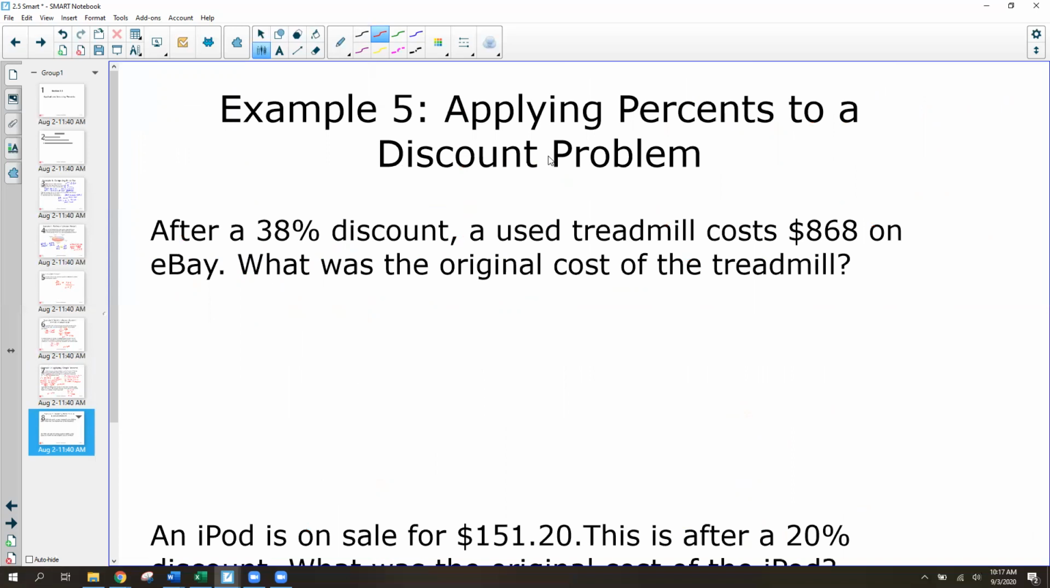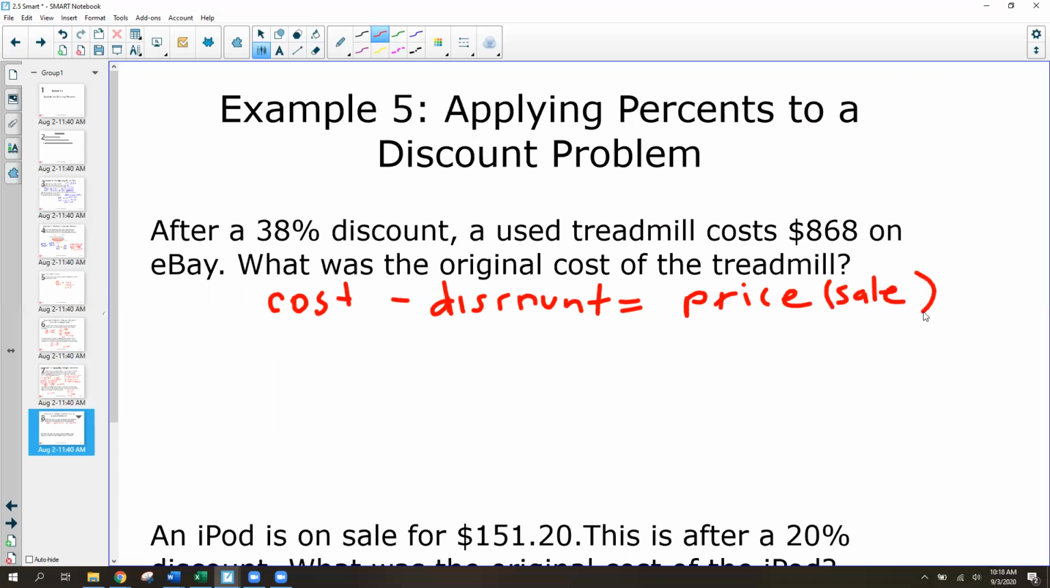So after a 38% discount, a used treadmill costs $868 on eBay. What was the original cost of the treadmill? Okay, so we're going to write a verbal model first. Come with me here. So the idea is that the cost minus the discount is whatever the price is. This is a sale price. True? Cost minus the discount is the sale price. Agreed?